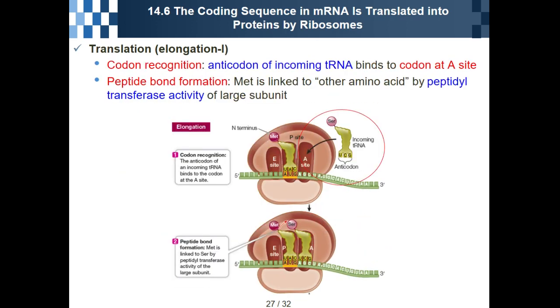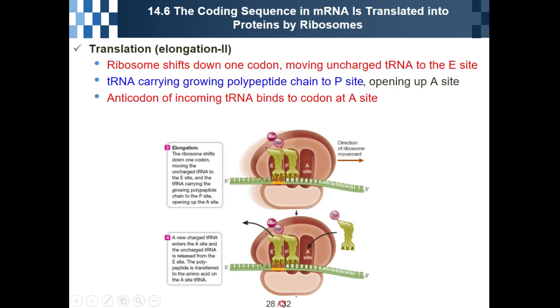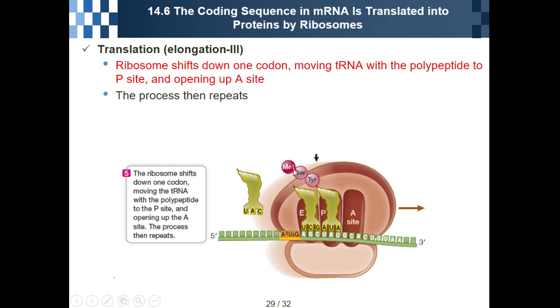Okay, wake up. Codon recognition. Peptide bond formation. After that, the uncharged tRNA goes to the E site. After that, the uncharged tRNA goes outside. After that, a new incoming tRNA binds here. After that, another peptide transfer happens, so they made methionine, serine, tyrosine, like this. After that, the empty one moves out, and a new one comes to the A site. This repeats, like this.